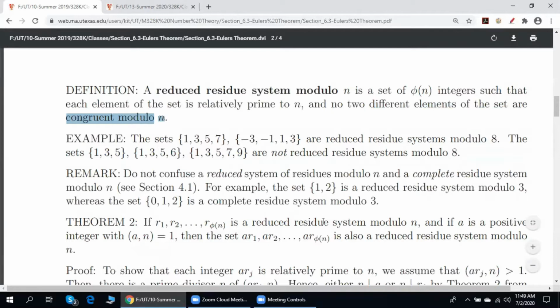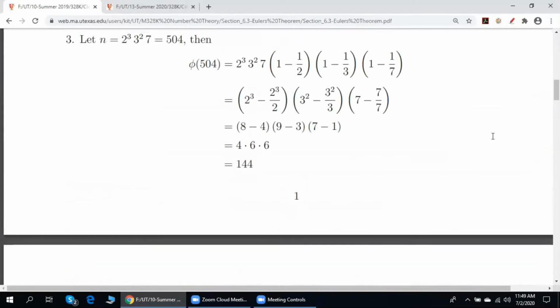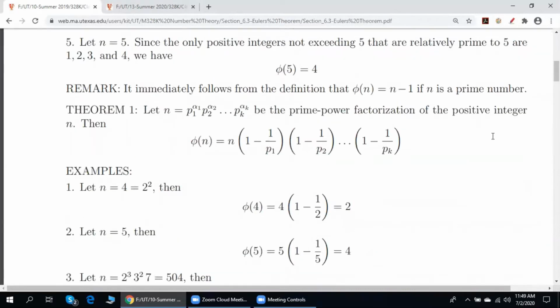Let us discuss examples. Let n be 8. These two sets are reduced residue systems modulo 8. Here is why. First of all, observe that phi of 8 is equal to 4. Here's why. Let us go back to this formula. N is equal to 8. 8 is 2 cubed.